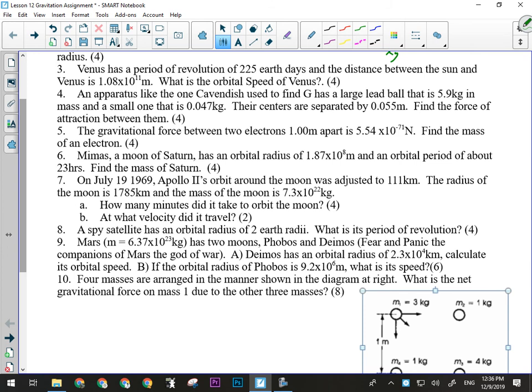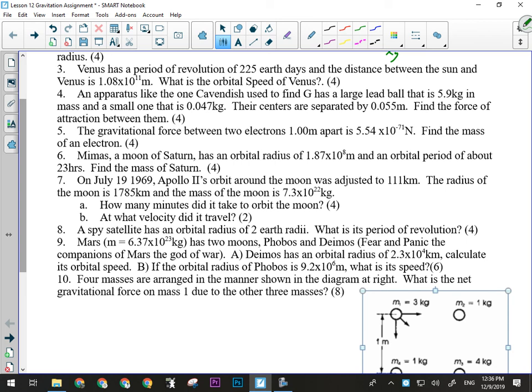Number 4 is asking about an apparatus like Cavendish made. That was that torsion balance, where you had the 2 lead spheres and the 2 little pith spheres, and it rotated around because of gravity. So there's an apparatus like that, and it's being used to find G. It gives us the mass of the lead ball, the mass of the small ball, and tells us their separation distance. We're looking for the gravitational force between them.